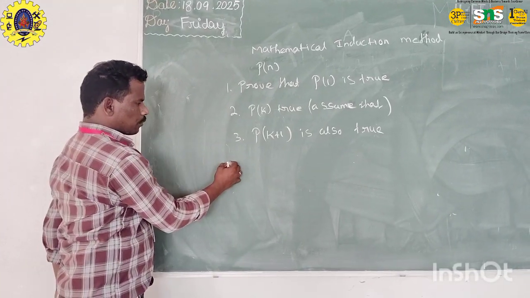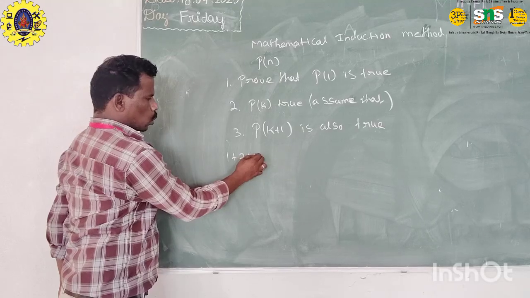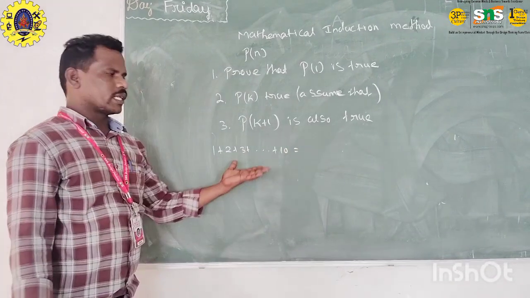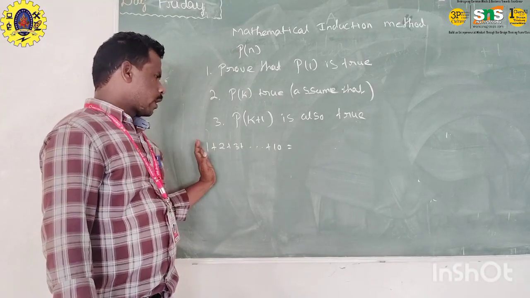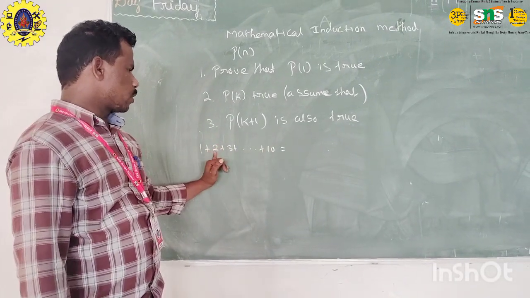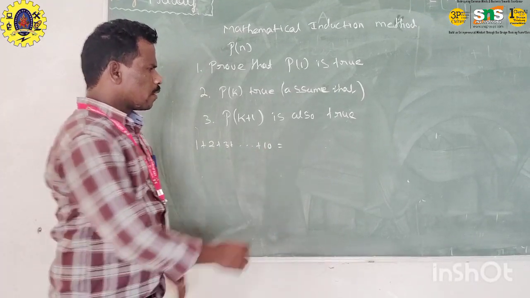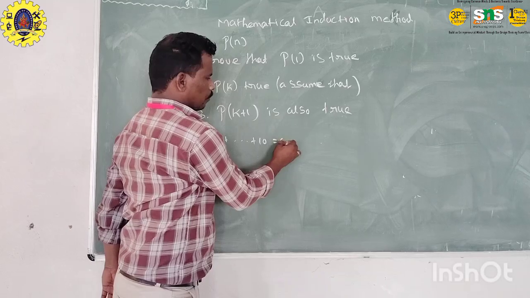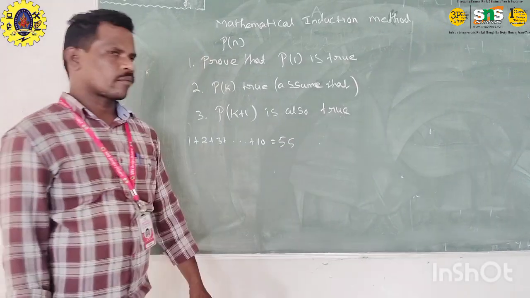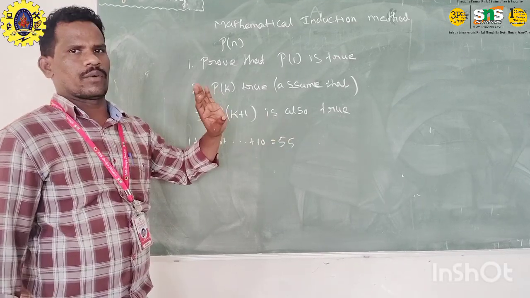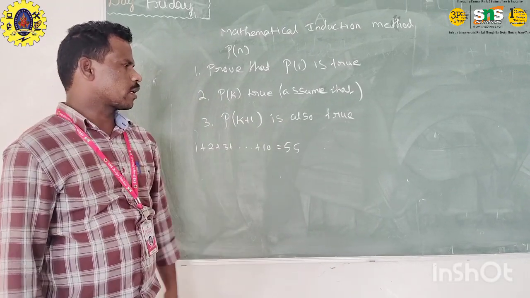What is the value of 1 plus 2 plus 3 plus up to 10? This is nothing but 10 numbers being given. We can add them one by one: 1 plus 2 is 3, 3 plus 3 is 6, up to 10. We get the sum as 55. So these are finite numbers; finite means only 10 numbers are given.